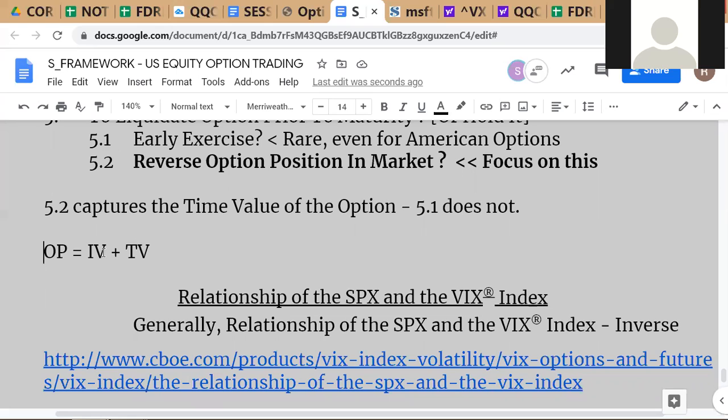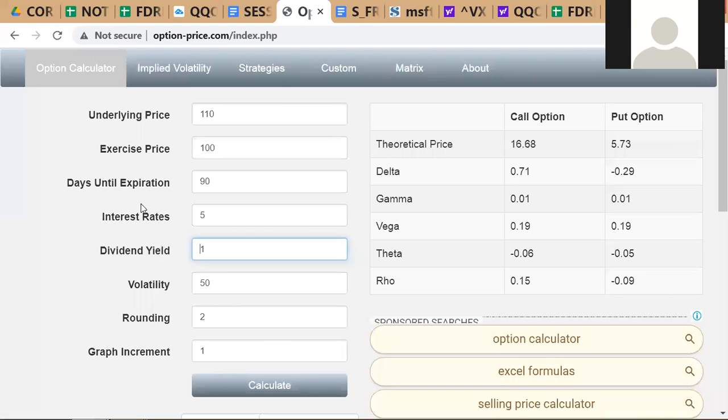And I've already told you we had a long discussion on what affects the TV, what affects the IV. You can practice all that. But here, this is the formula that is required for this particular discussion. Option premium is IV plus TV. Now, you were already informed by many of your batchmates that the IV of this option was 10.